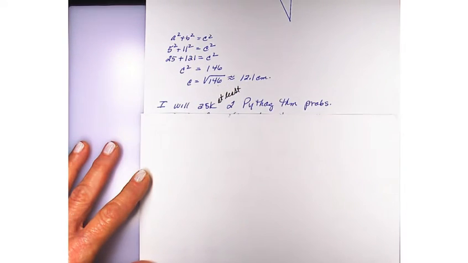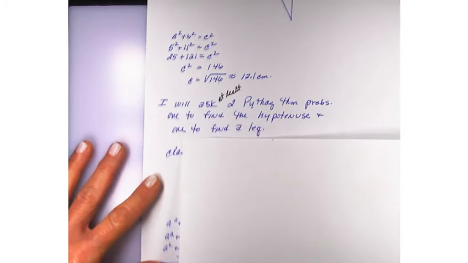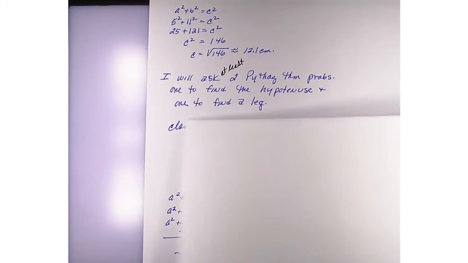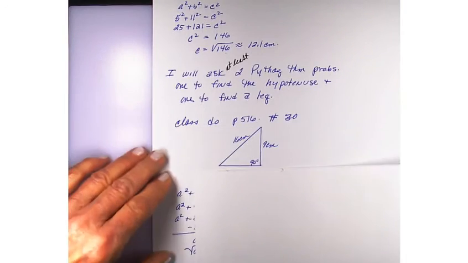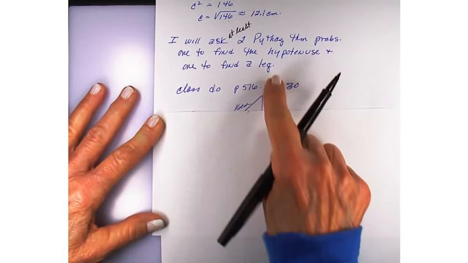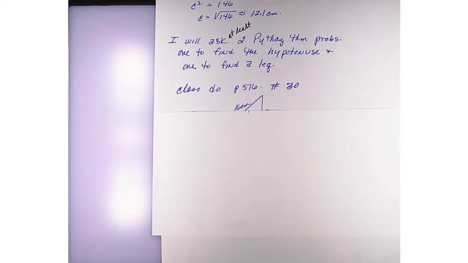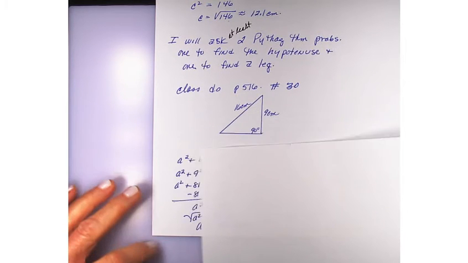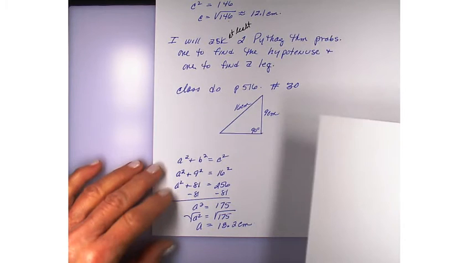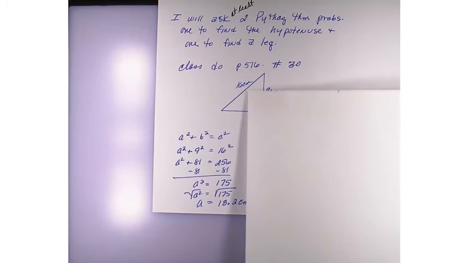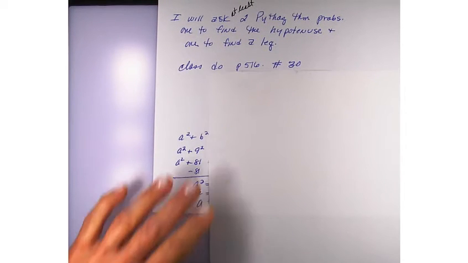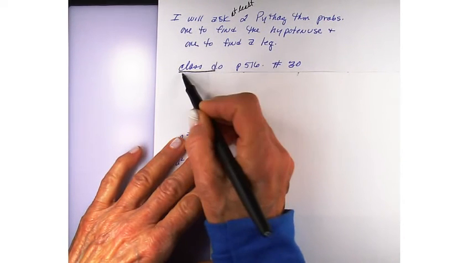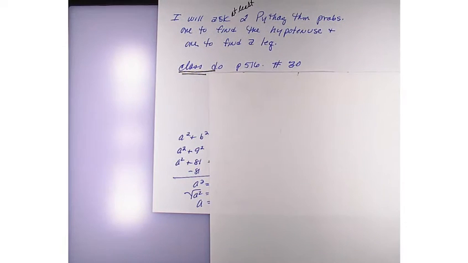Now, on the exam, I'm going to ask at least 2 Pythagorean theorem problems. One, to find the hypotenuse, which is the basic type like this one here. And I'm going to ask you to find a leg, because we don't always know both legs of our triangle. So let's look on page 516. Once again, I'm waiting here for you to do that problem.